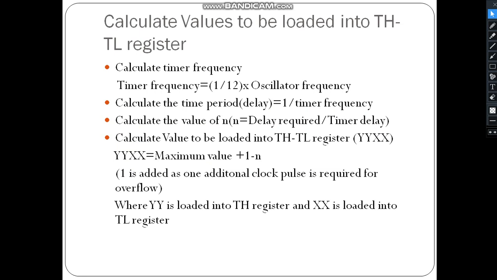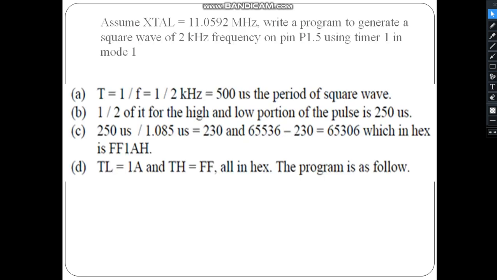While calculating, you need to be careful: take all the values in hexadecimal or all the values in decimal. Here we get the value of YYXX. XX is the value that has to be loaded into the TL register, and YY is the value that has to be loaded into the TH register. That is, XX is the lower byte and YY is the upper byte.